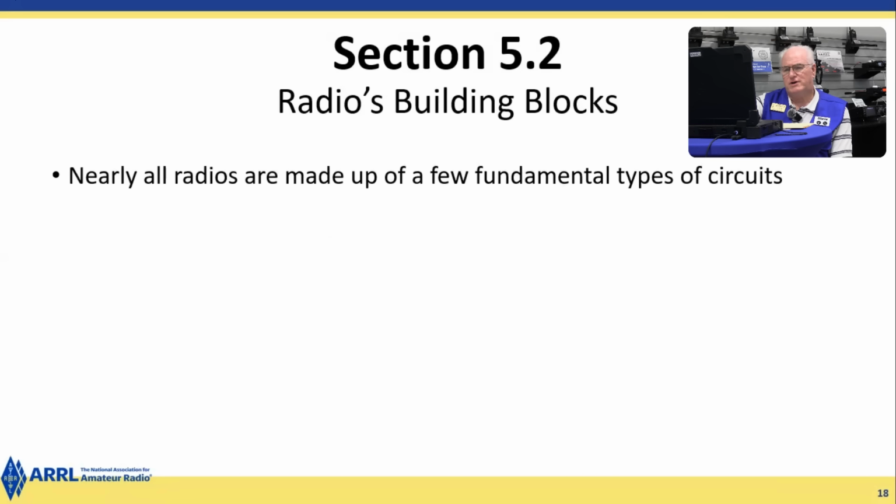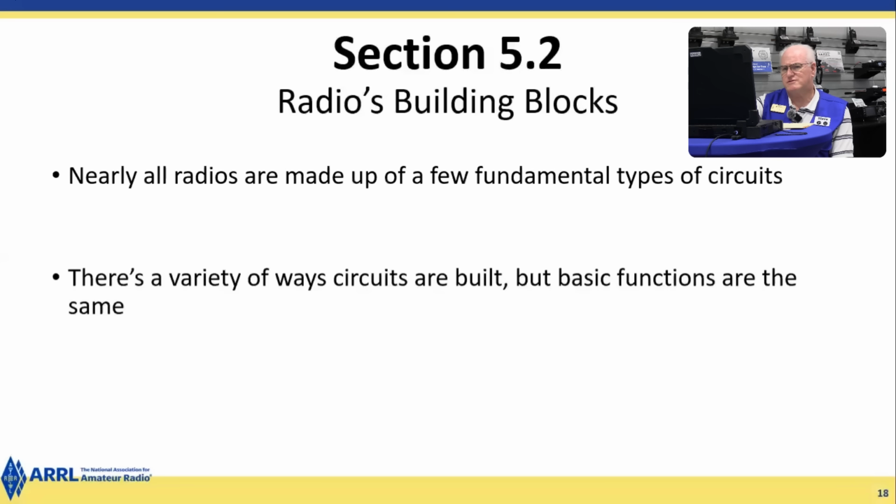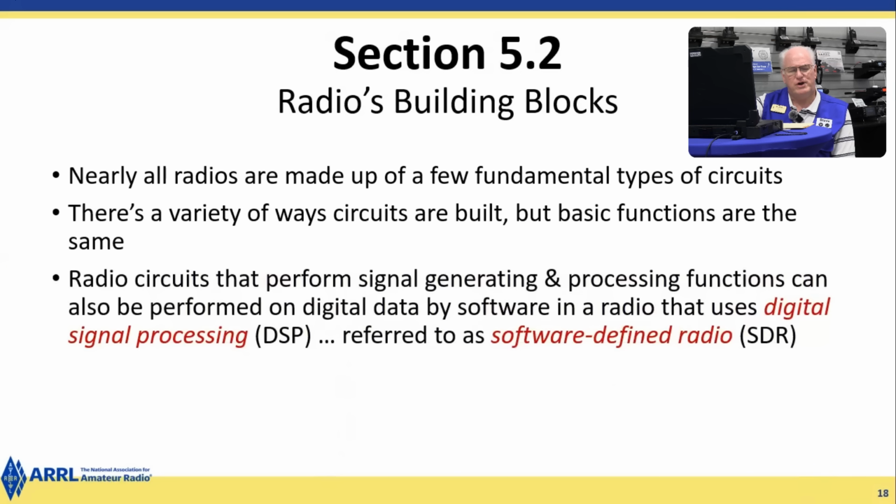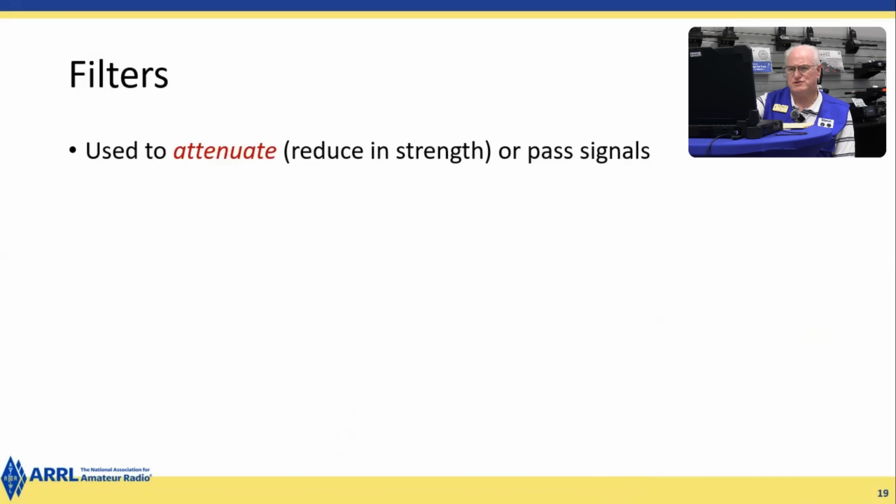Nearly all radios are made up of a few fundamental types of circuits. There's a variety of ways circuits are built, but basic functions are the same. Radio circuit signal generation and processing functions can also be performed on digital data by software in a radio that uses digital signal processing, referred to as a software-defined radio. Filters are used to attenuate, or reduce in strength, or pass signals. A lot of the modern HF transceivers you buy will have attenuators, filters, a lot of cool circuits in them to help you improve your receive performance.